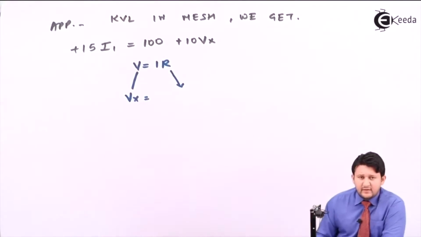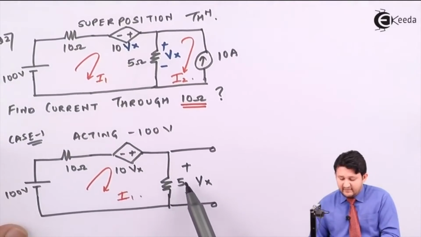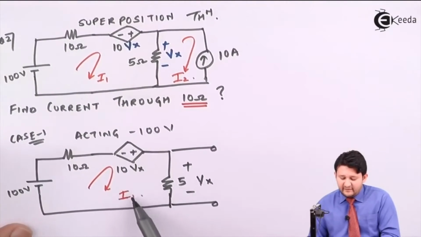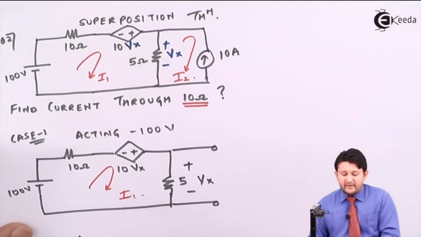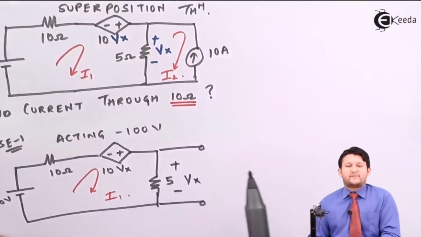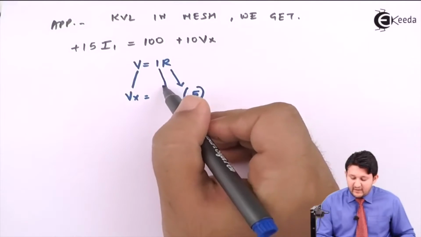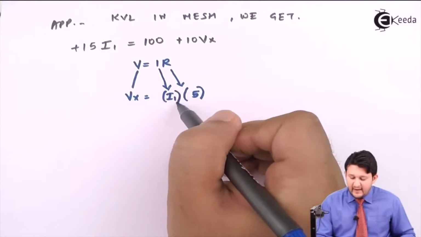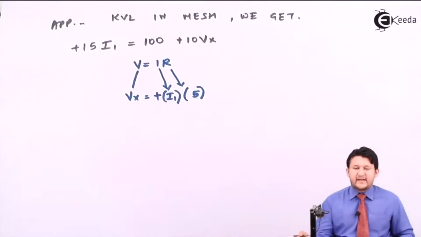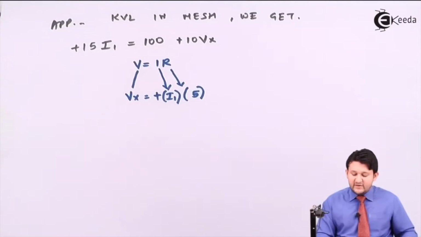For R, your Vx is across which resistance, my dear friend? You will say it 5. In 5, which current is flowing? I1. And I1 is entering into positive or negative? Positive. So write as positive. That means for resistance, you will be writing 5. For current, you will be writing I1. And for sign, you will be writing plus because I1 is entering into positive. So that's the way you will be getting the equation for Vx.